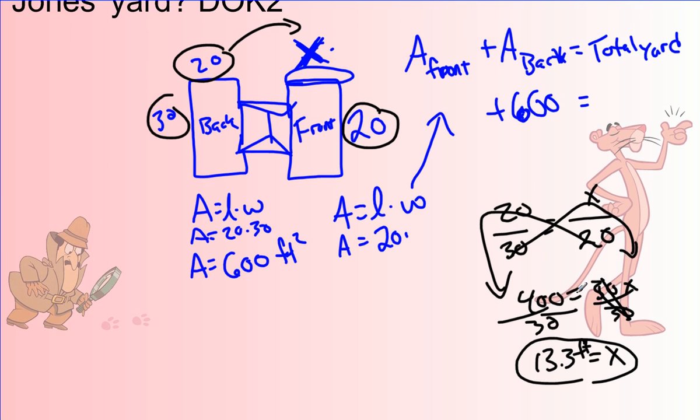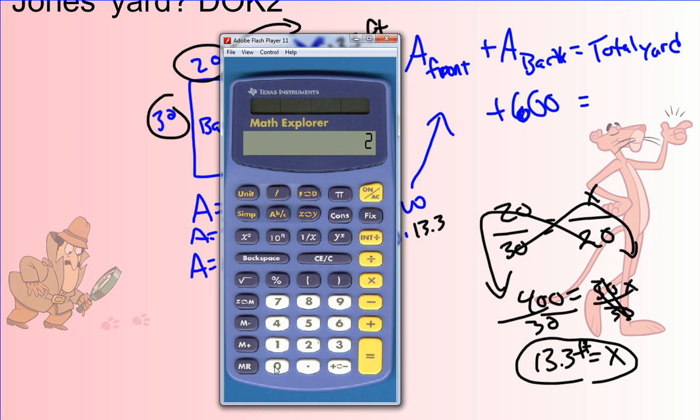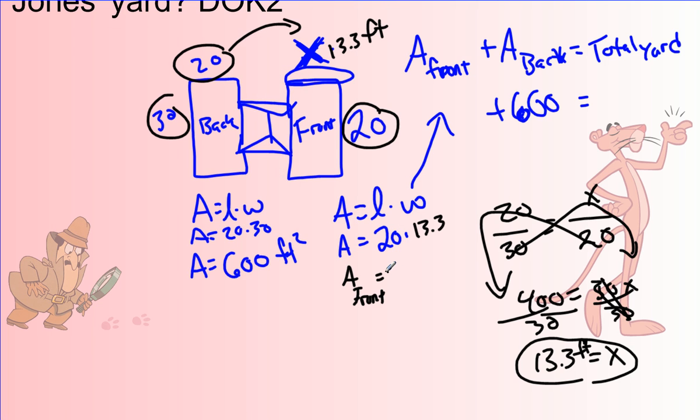So now I have that last piece of information that's going to finish up my problem for me. This piece is 13.3 feet. So the width of the yard is 13.3. I can now find the area of the front. 20 times 13.3 is 266. I can now plug that in here. 266 is the area of the front.